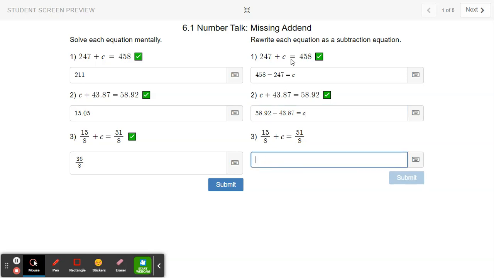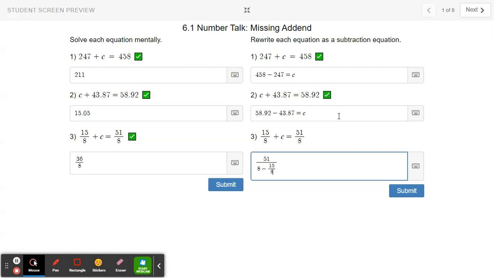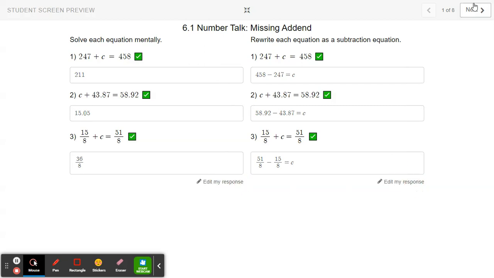Remember, these are equations, so there is an equal sign in the answer. And for this one, we actually did 51 eighths minus 15 eighths to get C. Whoa, that's not what I was trying to do, is it? So this is where it's important to pay attention here. So let's see here. 51 eighths, there we go, minus 15 eighths equals C. All right, very good. And I never did hit submit, but there we go.